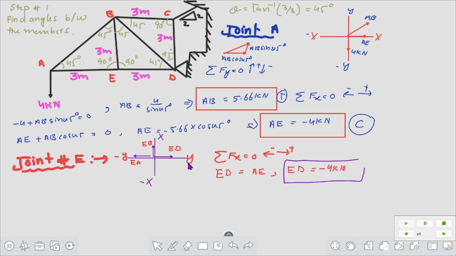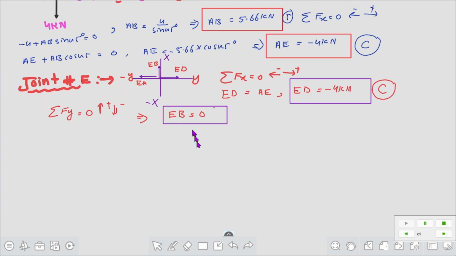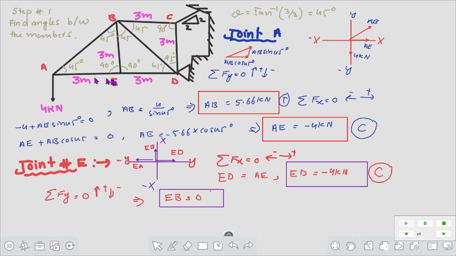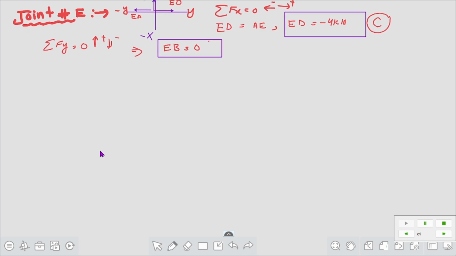It also means that I have assumed that ED is in tension, that is not in tension, it is also in compression. Now summation of all vertical forces equal to 0. The force directed up is positive, the force directed down is negative. So EB equal to 0. There is only EB equal to 0. So that's why the force in member EB, there is no force in member EB.